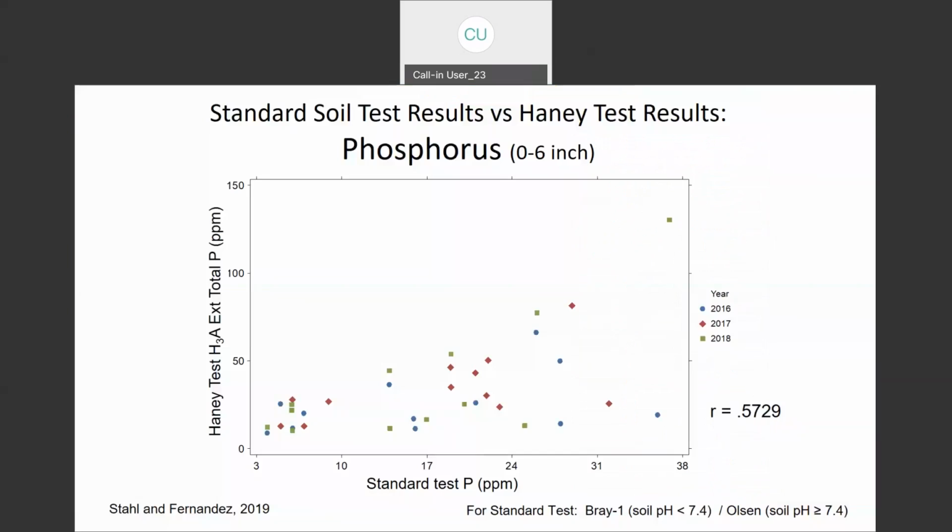This is a little different ball game here. We see our correlation coefficient is 0.529. That's a weak correlation. That's considered pretty weak. There's a lot of variability. You can see as we get higher testing levels in the standard phosphorus tests that we're getting a lot more variability in what we saw than with the Haney test. So again, not as very well correlated.